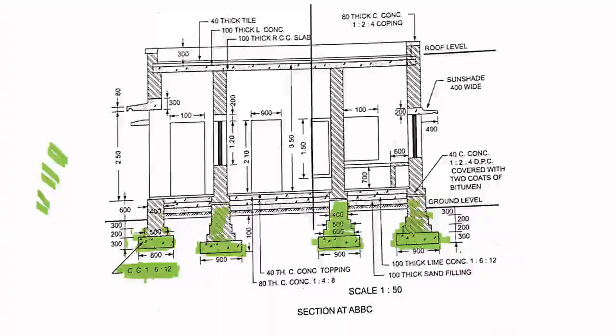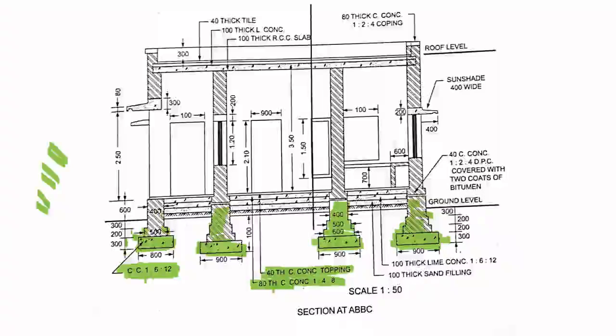Here you can see cement concrete topping. Before that, this is 80 cement concrete 1:4:8 and 40 thick cement concrete topping. That means here it is 80 mm.